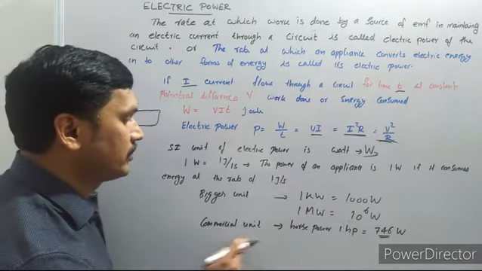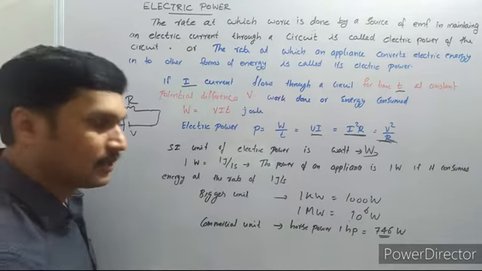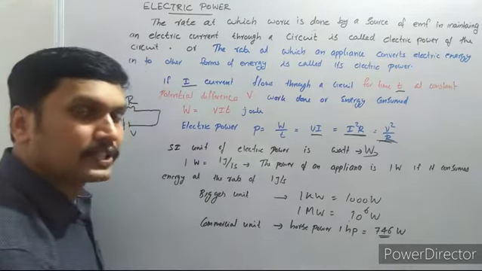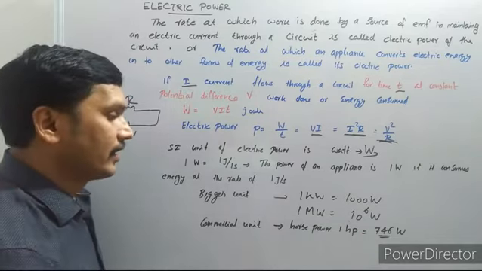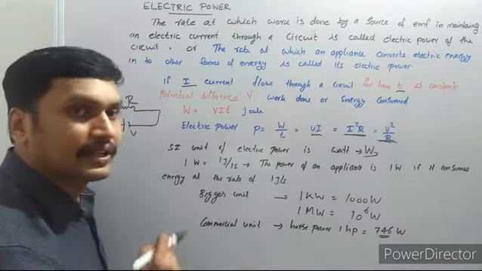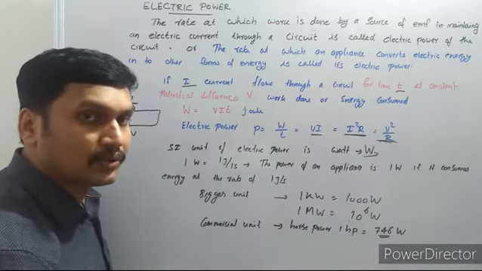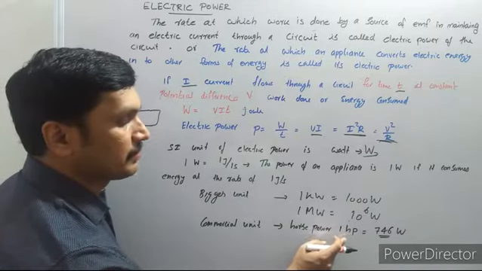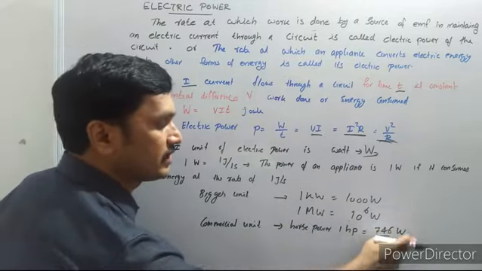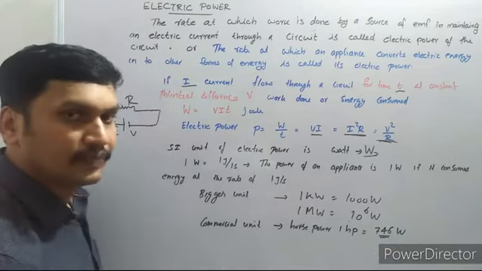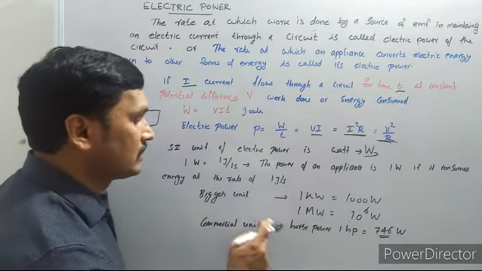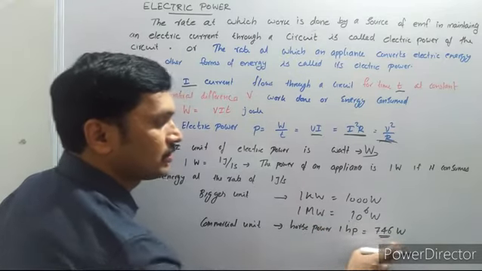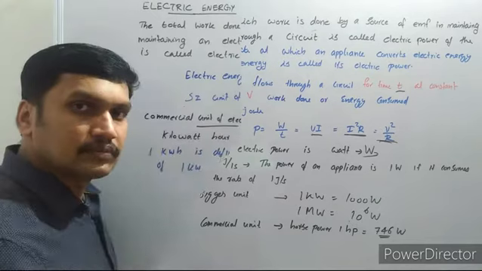And we have a commercial unit of electric power. The commercial unit of electric power is horsepower. Some appliances express their power in horsepower. For example, the power of a motor is usually expressed in horsepower, with the symbol HP. Now 1 horsepower is equal to 746 watt.